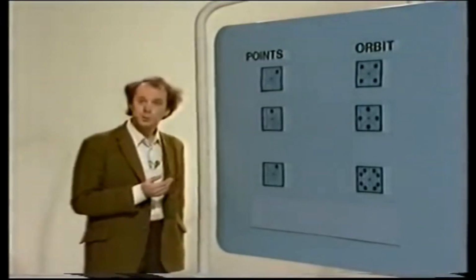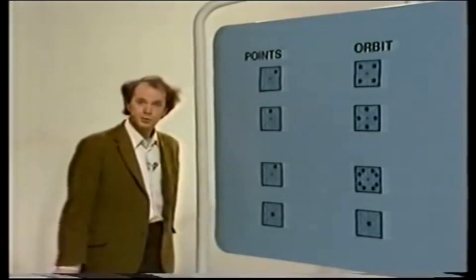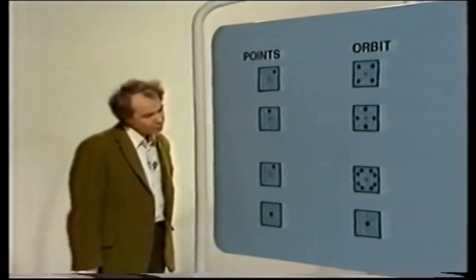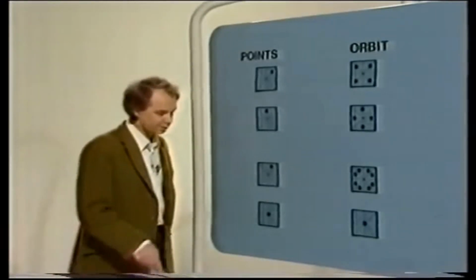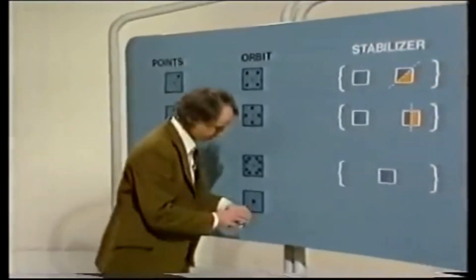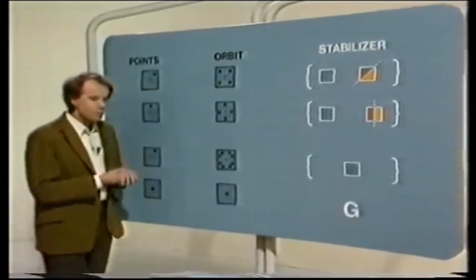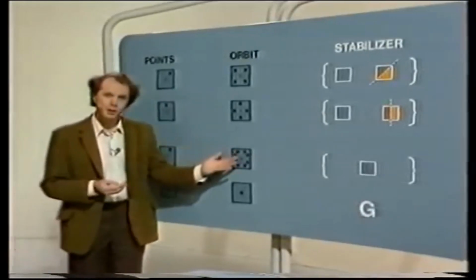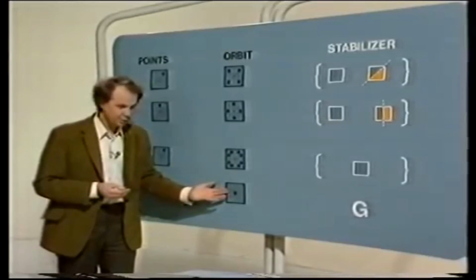To complete the picture, there's one more point we should look at. That's this point in the center of the square. Now, every group element acting on that leaves it where it is, so the orbit consists of a single point, and the stabilizer is the whole group, G. And you may have noticed that points with more complicated orbits have smaller stabilizers, and vice versa.